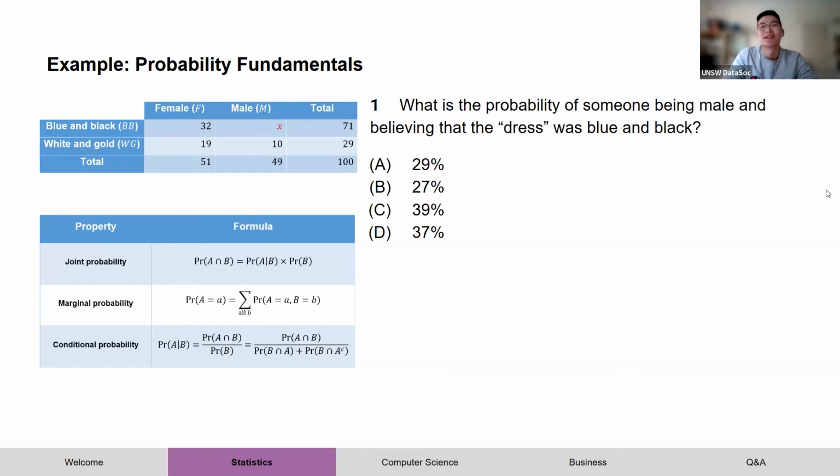But in this question, question one, what is the probability of someone being both male and also believing that the dress was black or blue? In terms of how I would describe that, that's just being in both set M and set B at the same time. So I might give you maybe 10 seconds to try and do that for yourselves, and hopefully put your answers in the chat in terms of what you think it is.